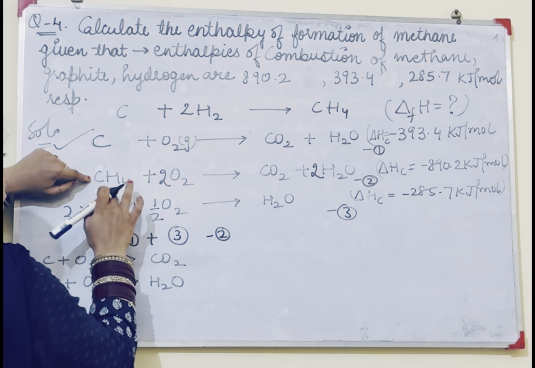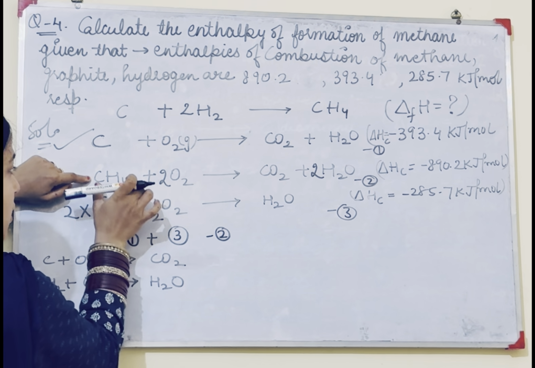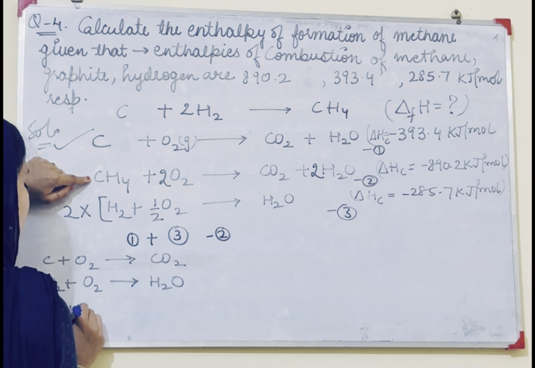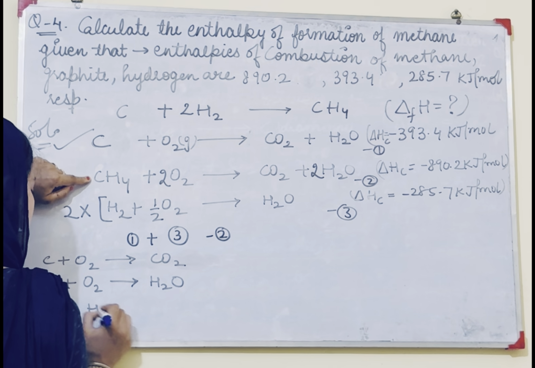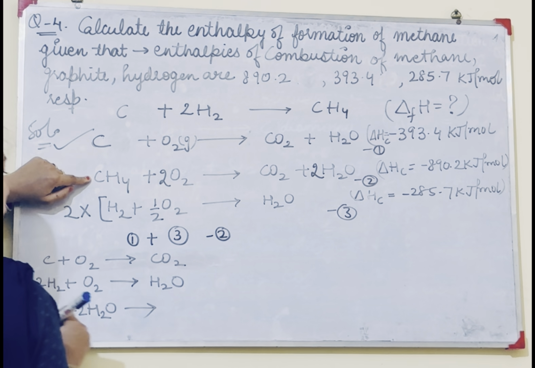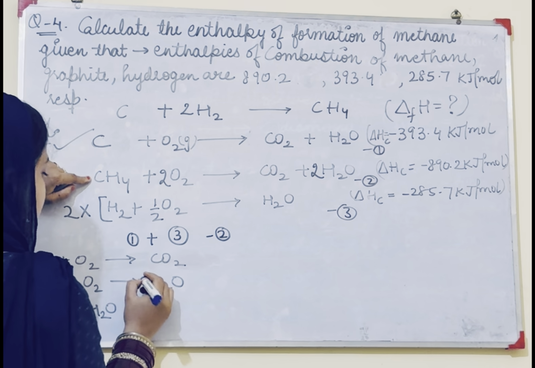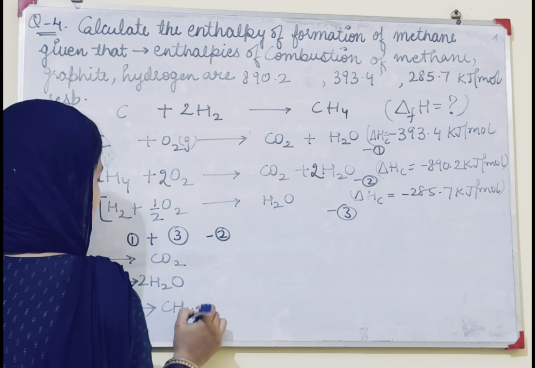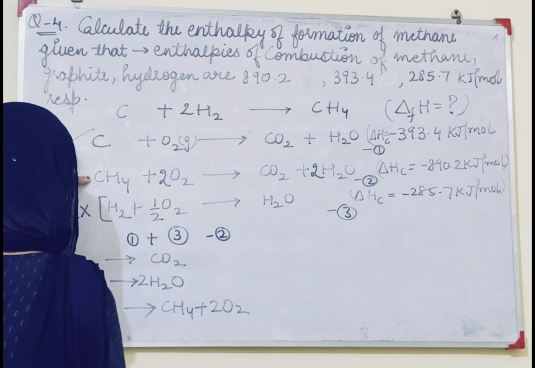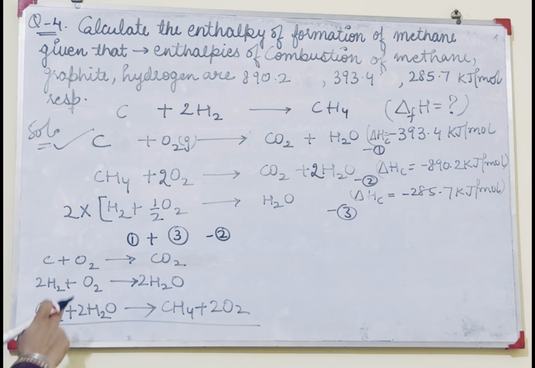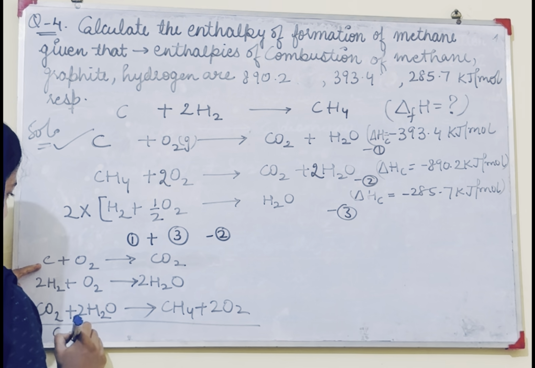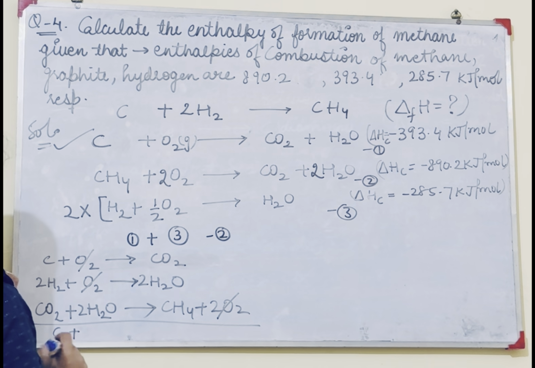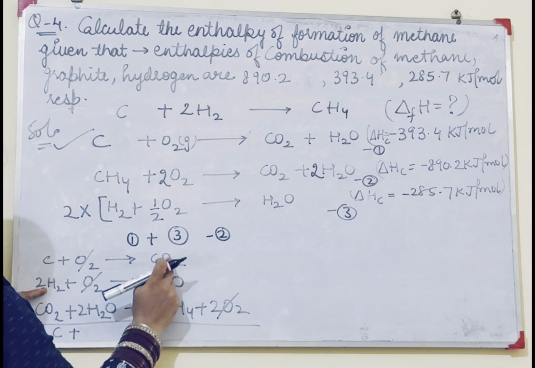Correct. Now reverse this equation because we want CH4 on product side. So on reversing, CO2 plus 2H2O, it will form CH4 plus 2O2. Now what we will get? Here this is carbon, single. Here is O2, here is O2 and here is 2O2. This will get cancelled. Now H2. Is there any H2? No.